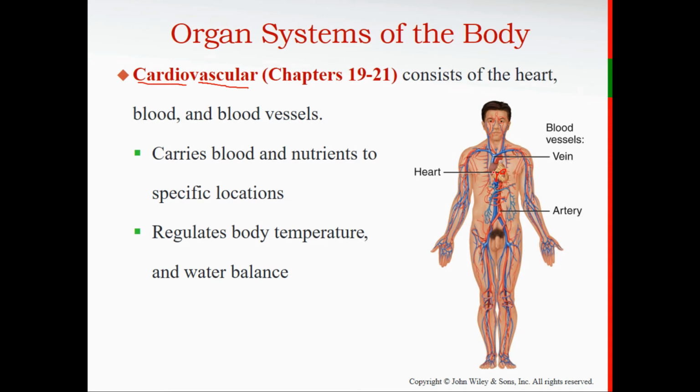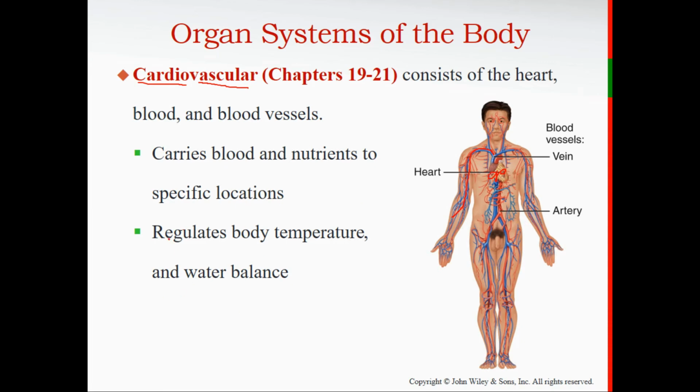And again, it would be the heart and all of the blood vessels, miles and miles of blood vessels in your body. Their job is to carry blood, and that blood will carry oxygen, carbon dioxide, waste, nutrients, hormones, any number of things. If it has to get somewhere in your body, chances are it's getting there due to the cardiovascular system.